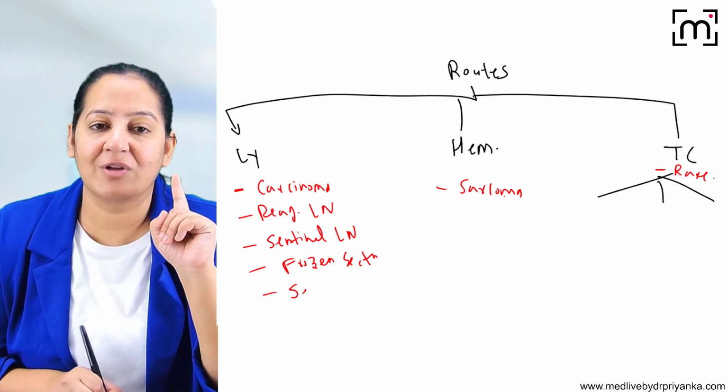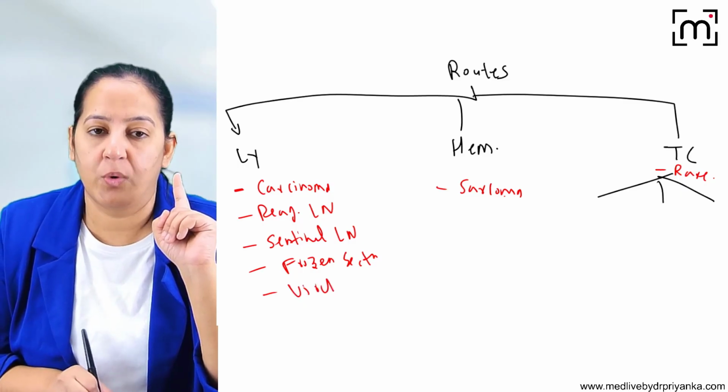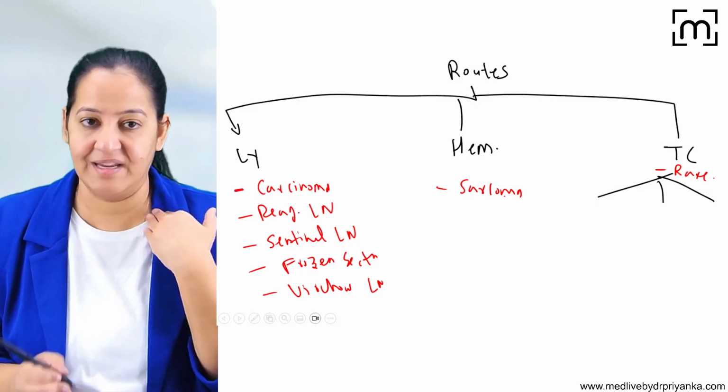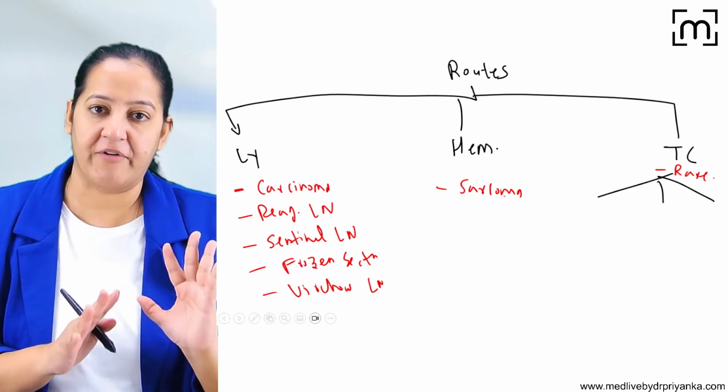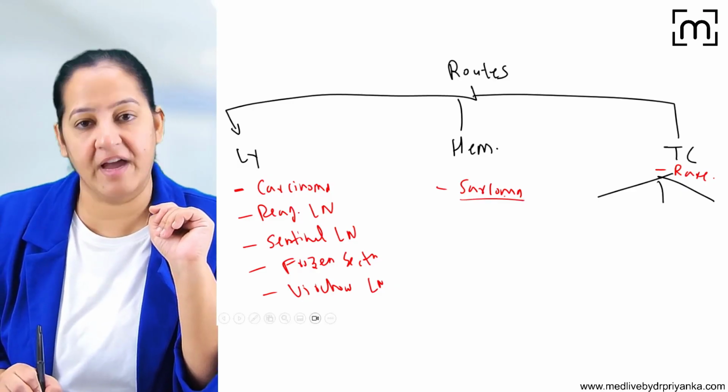And we have learned this concept also, that is Virchow lymph node. What is Virchow lymph node? The left supraclavicular lymph node. Sometimes it is the first sign. So write everything about that. Draw the proper diagrams. Coming to the hematogenous route, sarcomas spread via the hematogenous route.